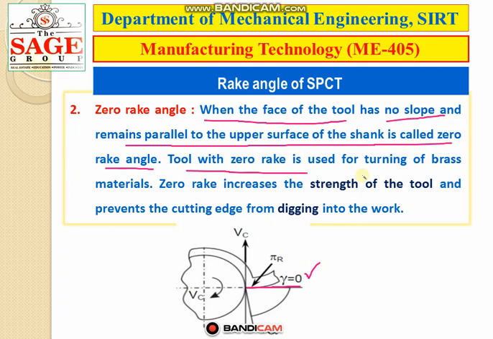Tools with zero rake are used for turning of brass materials. So zero rake cutting tools are recommended for turning the brass materials. These tools are recommended for machining of very hard materials like brass and other materials. This angle also increases the strength of the tool and prevents the cutting edge from digging into the work. So this is a zero rake angle.